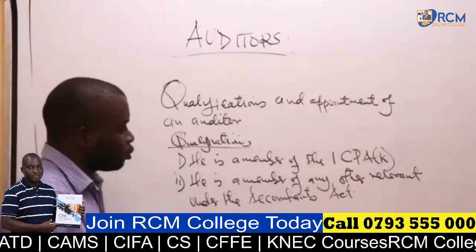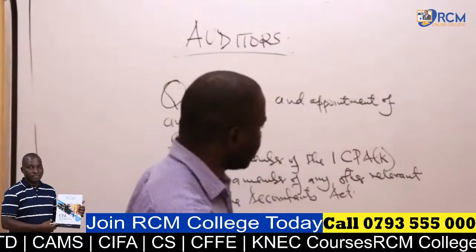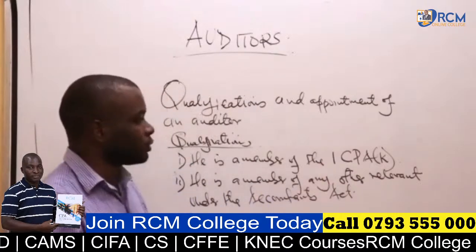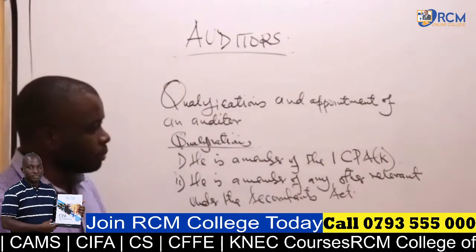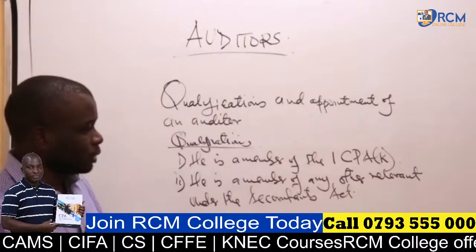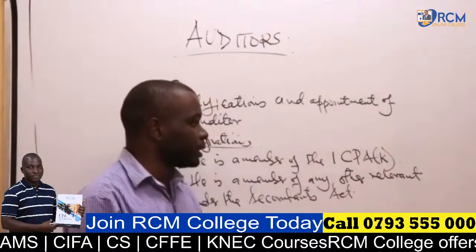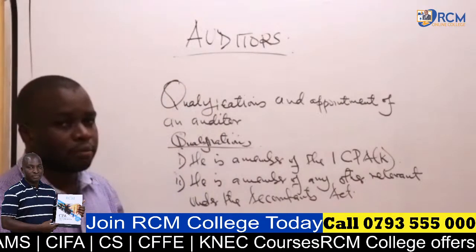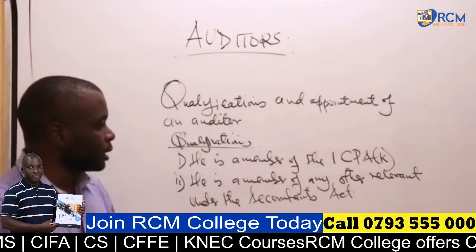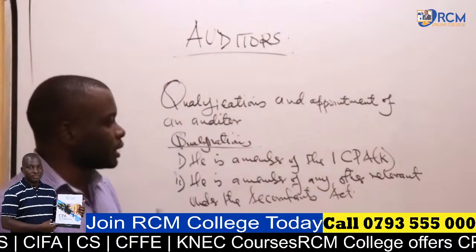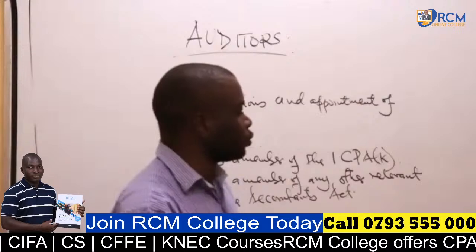So it is mandatory for any person being appointed as an auditor of a company to be a member of this particular body known as the Institute of Certified Public Accountants of Kenya. How do you become a member of this body? You must have done the CPA exam up to final level. Then you can be admitted as a member. If you practice for a certain period of time, then you'll be certified to provide auditing services to any person.